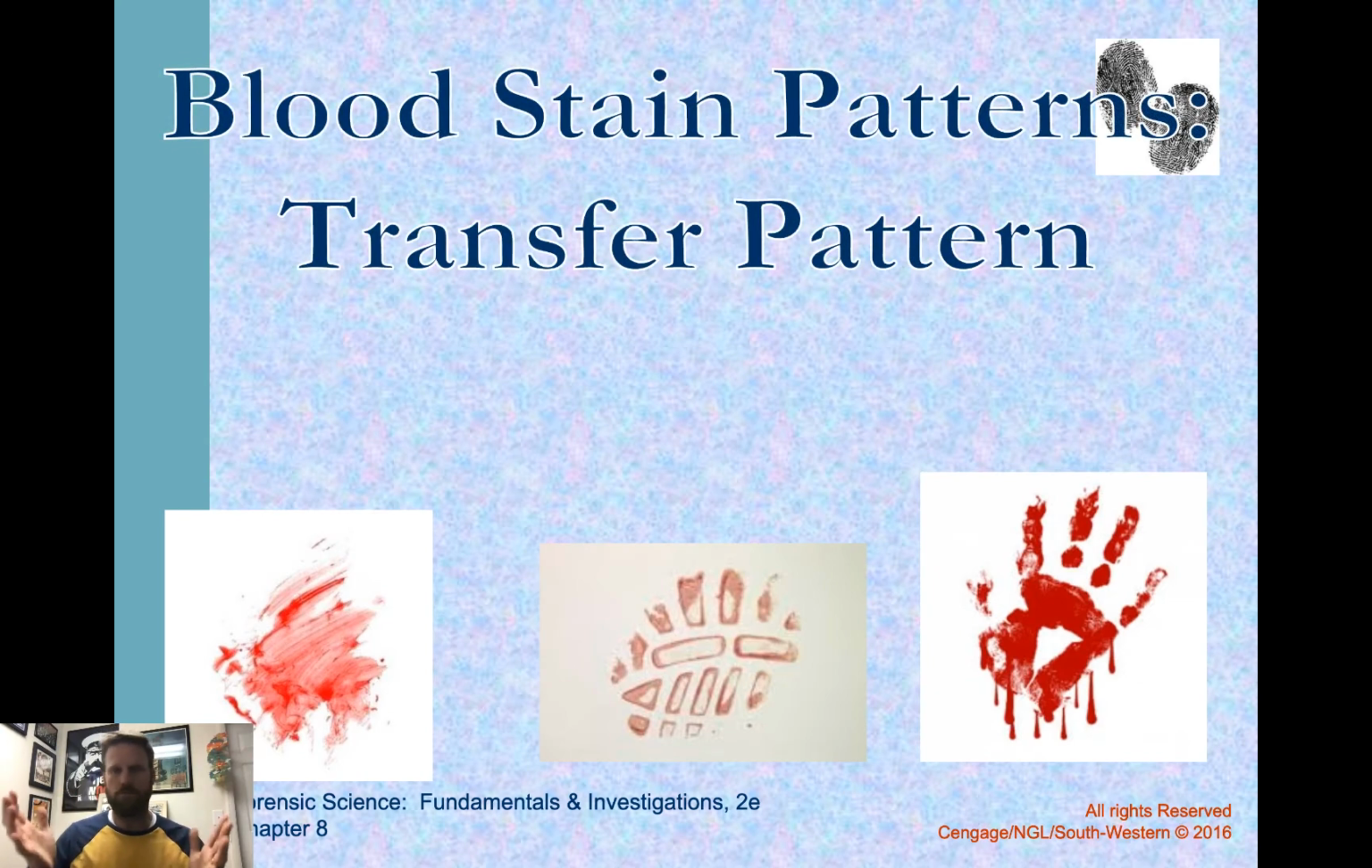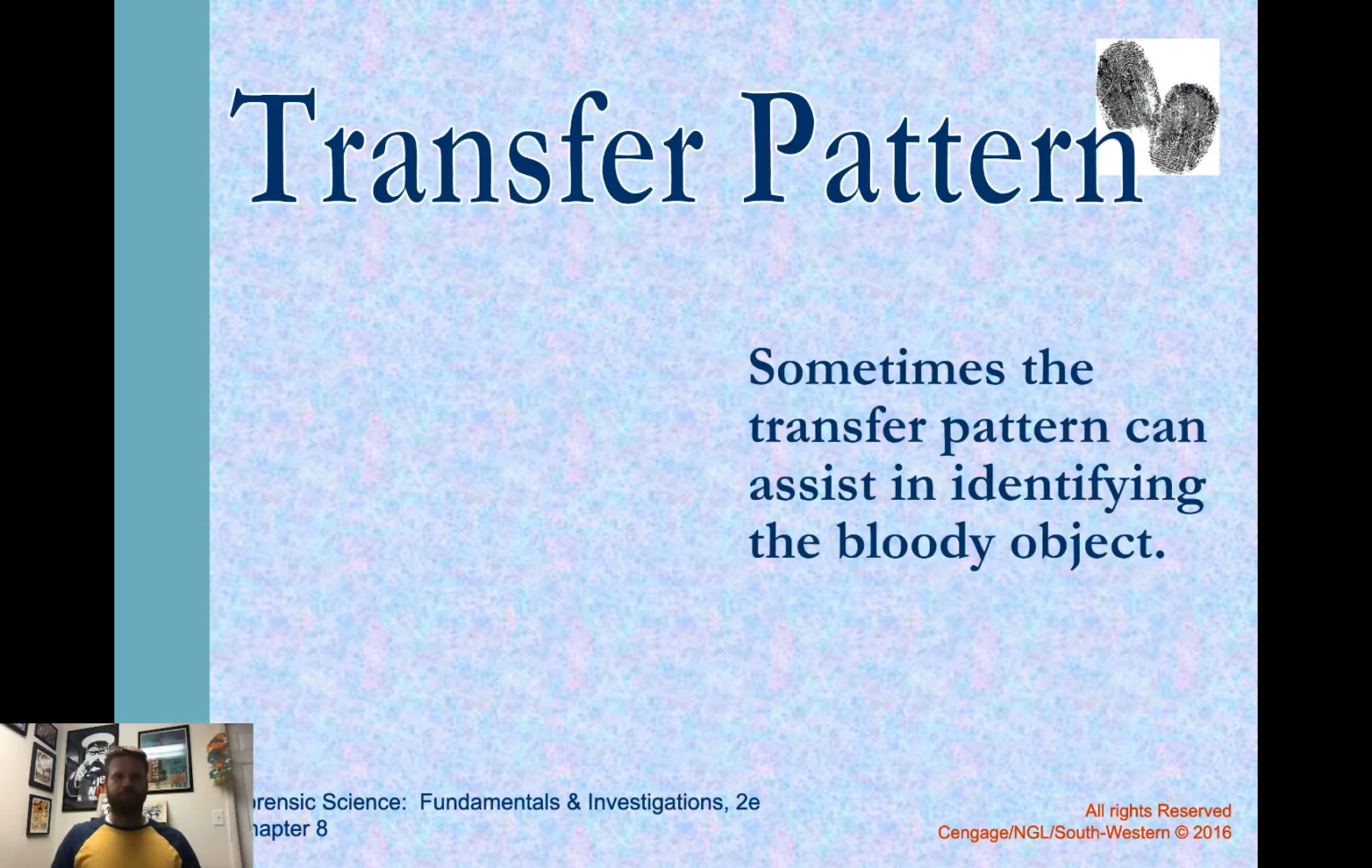We can have transfer patterns. So if the suspect's hands are bloody and they wipe their bloody hand on a wall or some other type of object, or you step in blood and you get a footprint in blood or a handprint in blood, those are all going to be transfer patterns. The blood was transferred from one place to another.